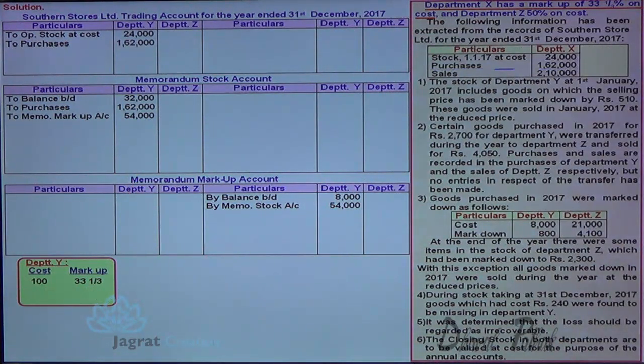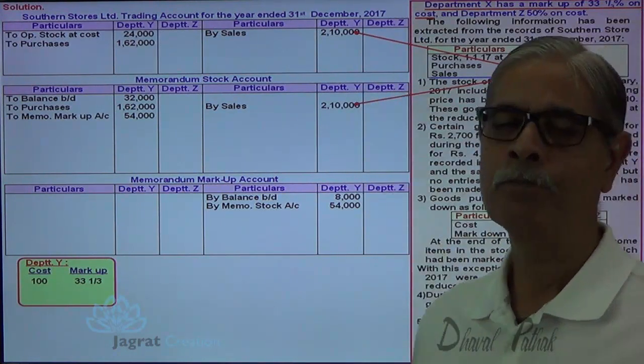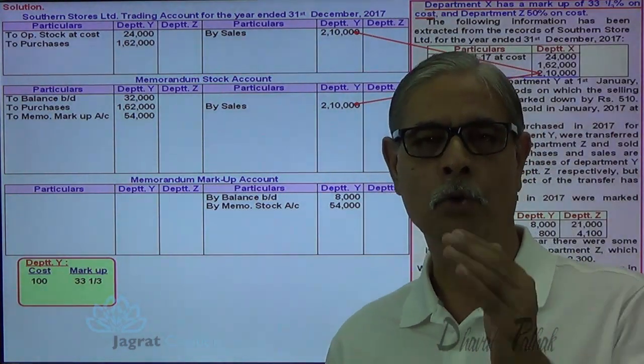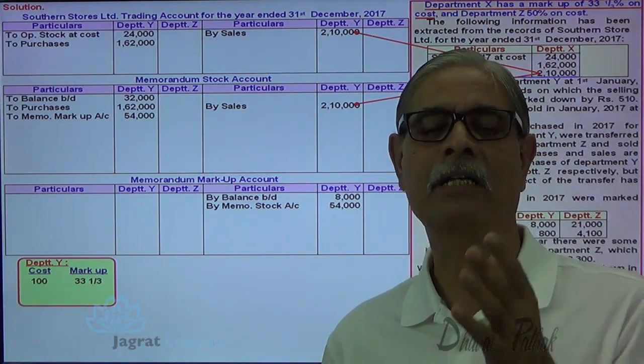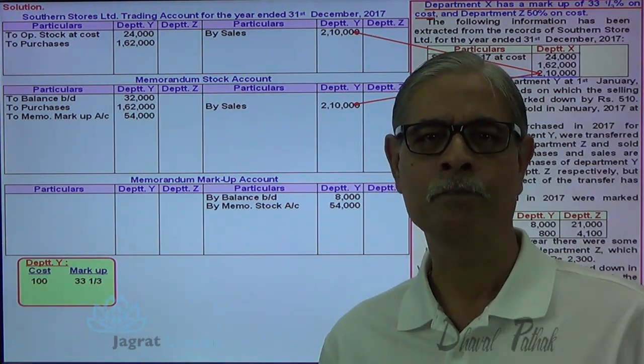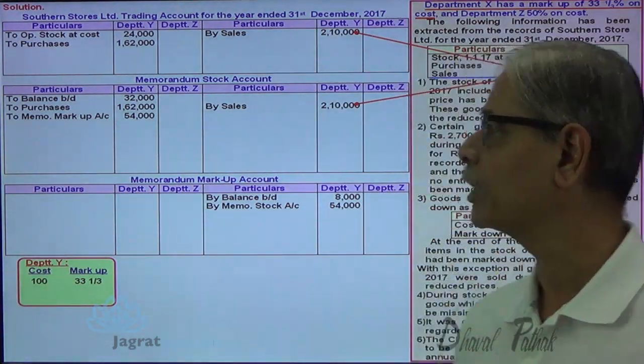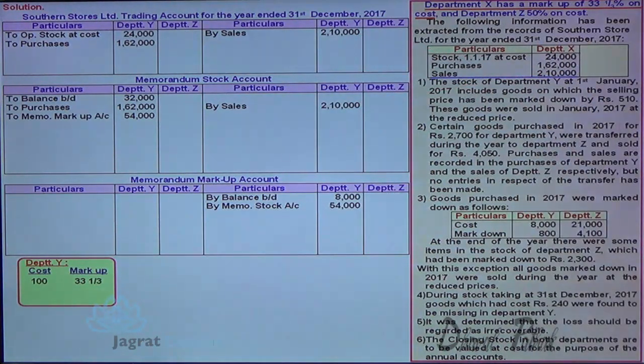Now sales are credited. It is credited in the same way in the department-wise account. In case of sales, the goods are already sold and the markup or the profit is already earned. So no need to record it. So this is how Department X items are recorded.